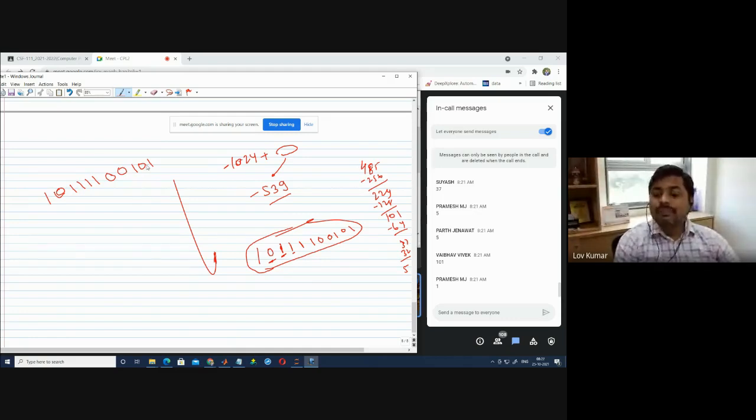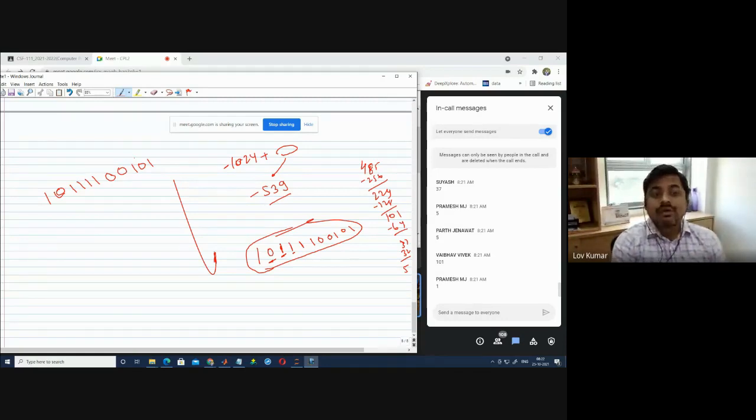Now if you have no idea about this trick, what is the formula? First we have to convert 539 to the binary value, and then find the 1s complement. Then add 1 to the 1s complement. You will get the answer.